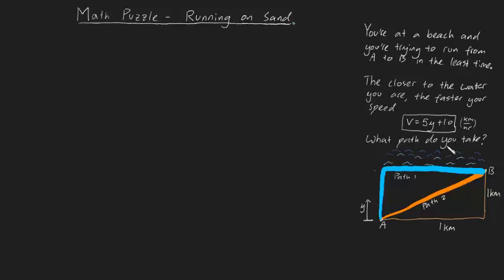Now my question to you is, what path should you take? Do you take the path which involves the shortest distance, or do you take the path which runs along the coast for longer when you're running at a faster speed, right? The choice is yours. Use maths to prove it. Good luck and come back when you're done.